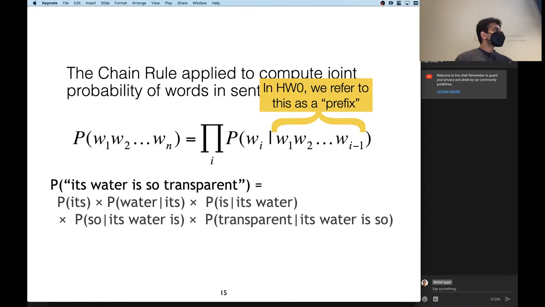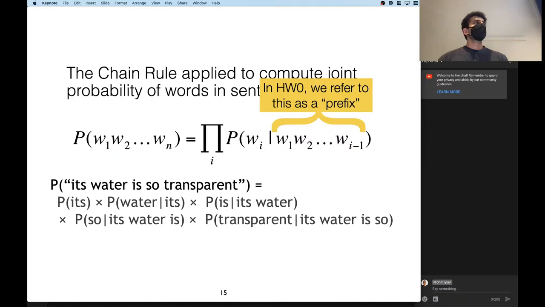Yeah, so the question is, if you have a very long prefix, or a really rare word, or some combination of these things, this probability might be extremely small. You might have things like underflow errors if you actually code this up. So what do you do in that case? We'll talk about that later in this lecture, but yes, you're correct. We generally just use the log and then sum the logs instead of taking the product of the raw probabilities. Other questions?